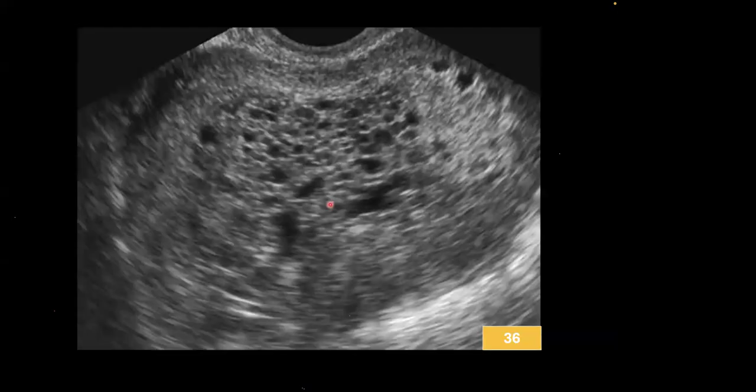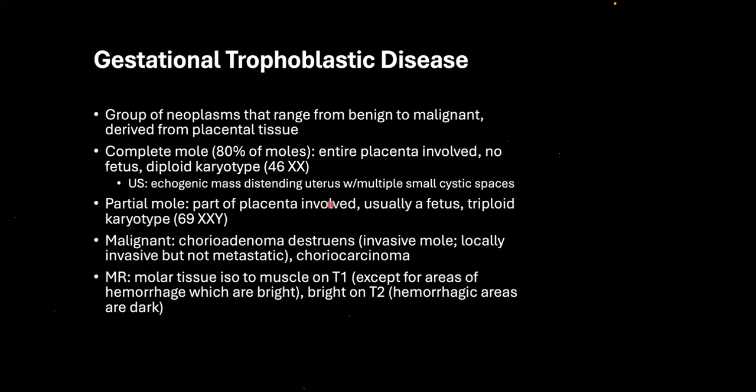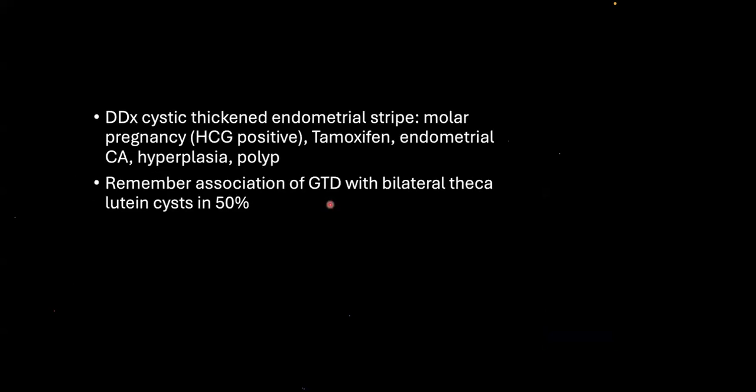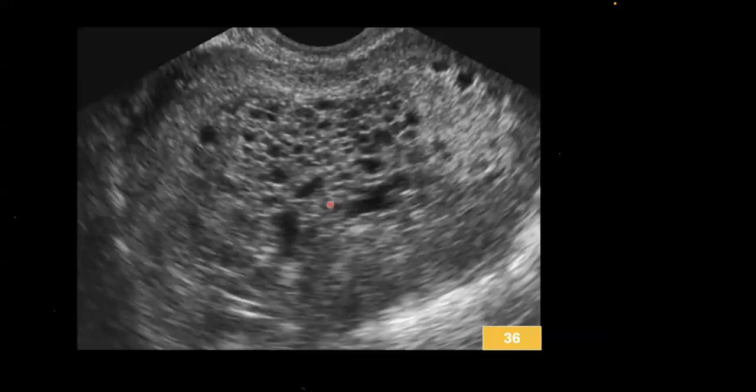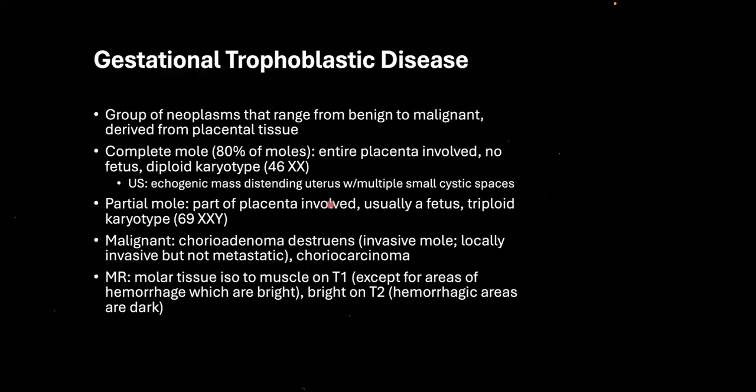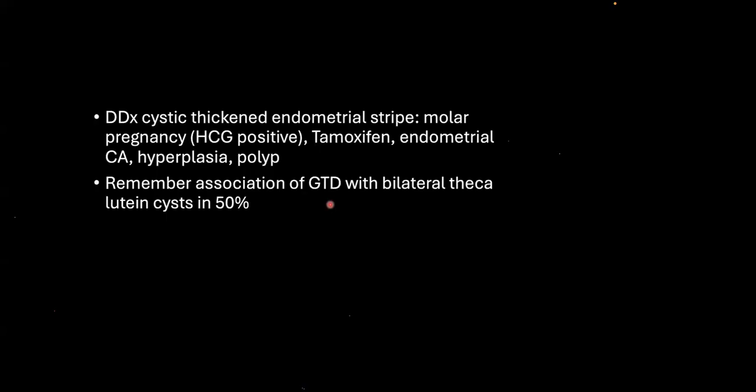And okay, this is a typical appearance of a GTN, molar pregnancy. Very good. So one more differential, it can be a differential for a thickened cystic endometrium also, right? So what are the differentials for that? It can be tamoxifen induced. It can be secondary to cystic hyperplasia or polyp. So these differentials also we have to keep in mind.